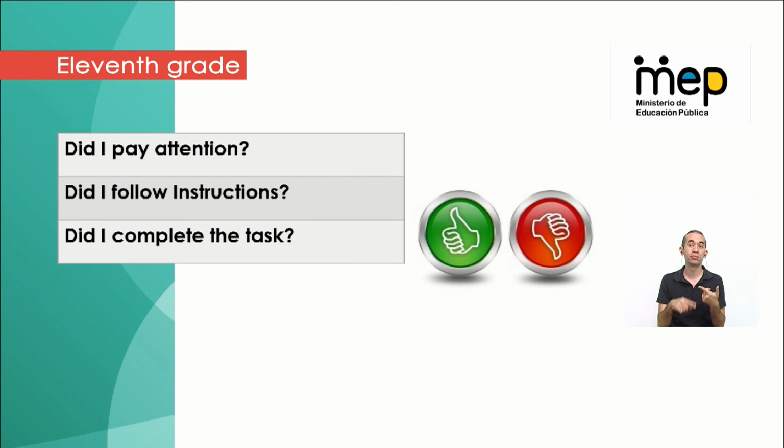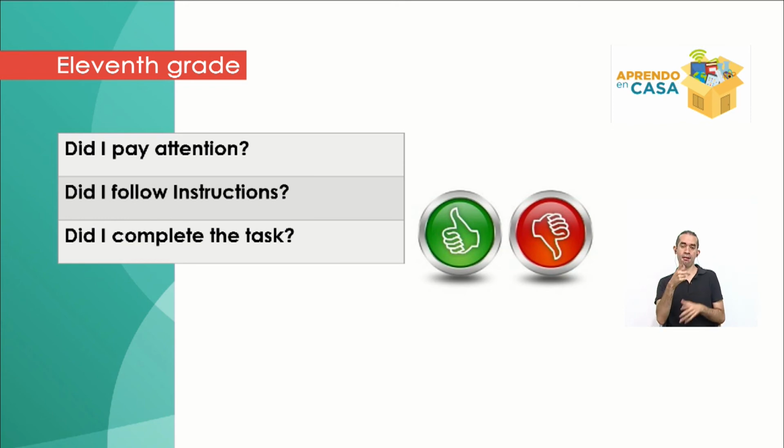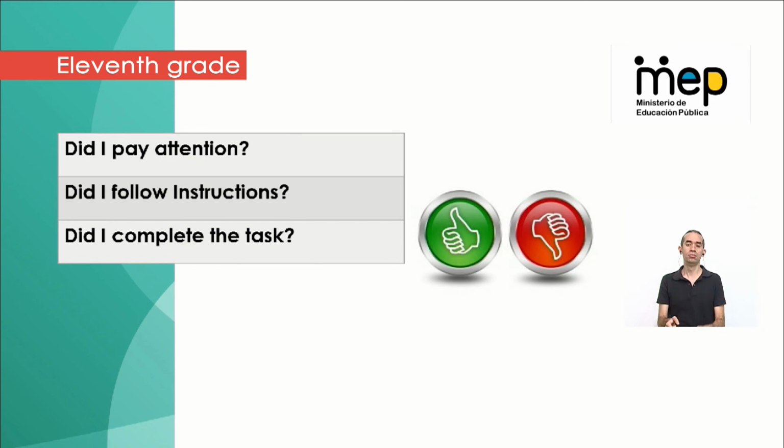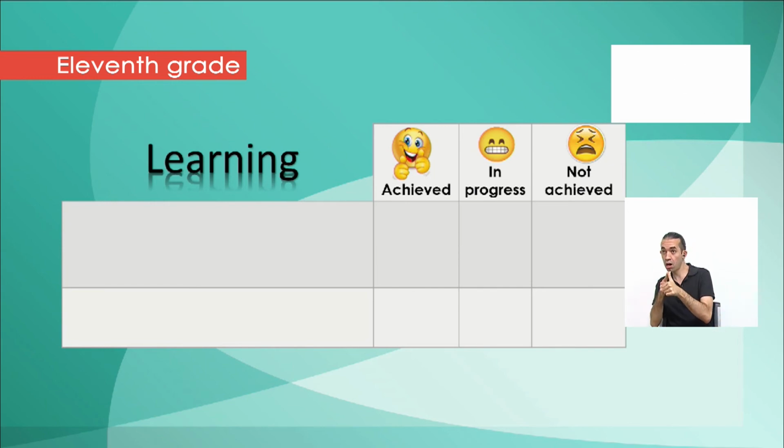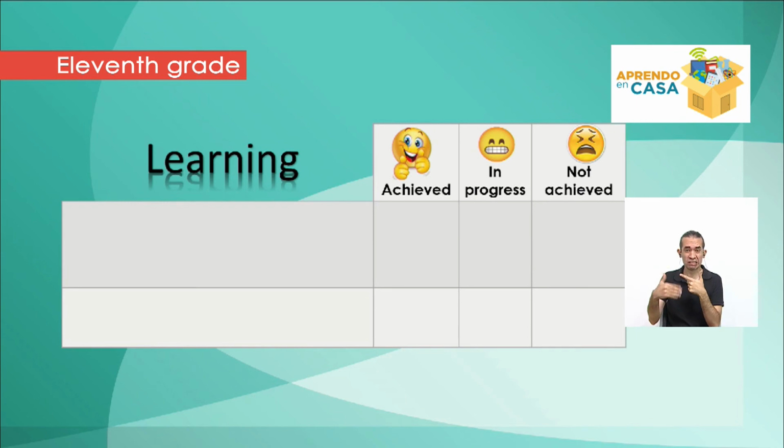Did I follow instructions? All the instructions, when I asked you to read and find the answer, when I asked you to extract details, were you able to do that? And did I complete the task? Were you actually able to complete the whole task? Yes? Okay, now we're going to look at the learning for today. Okay, what is it that we learned? Did we achieve it? Is it in progress or not achieved that much?